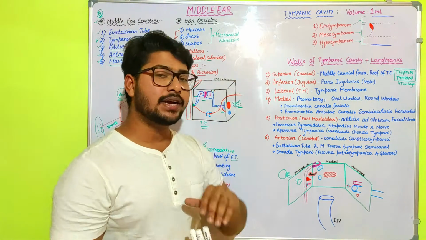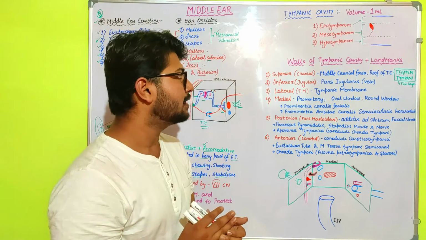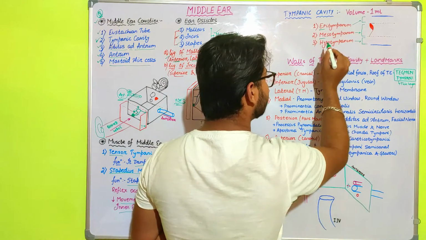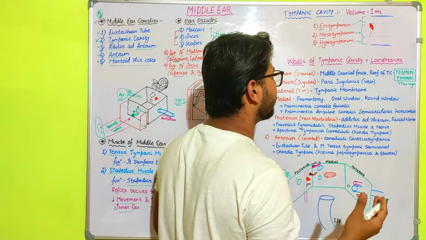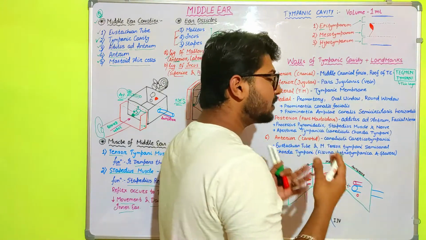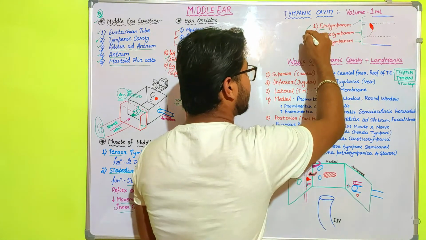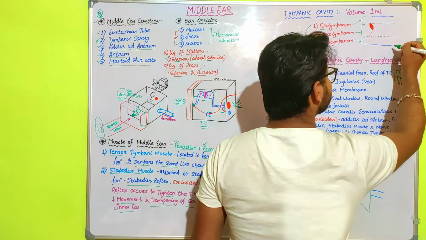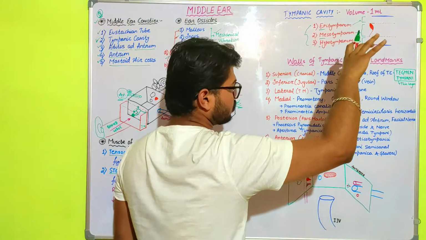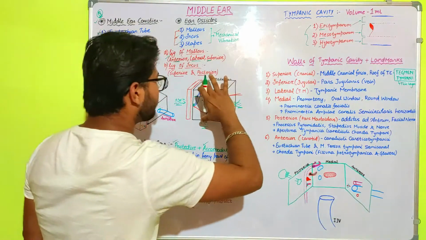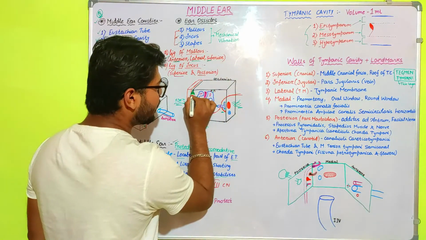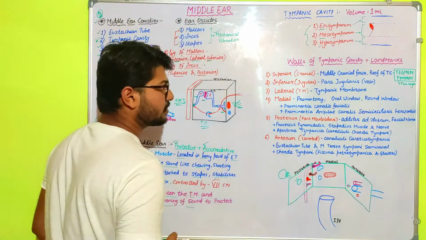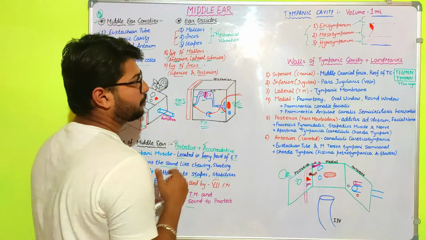And this tympanic cavity is divided into three parts. First is the epitympanum, then the mesotympanum, and third is the hypotympanum. According to what structure are these parts divided? First, here you can see these two blue lines represent the tympanic box. So this box is represented by the two blue lines: one is the superior surface and the other is the inferior surface of this tympanic cavity.